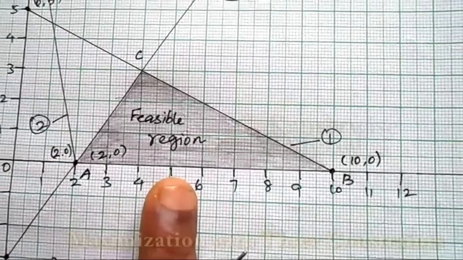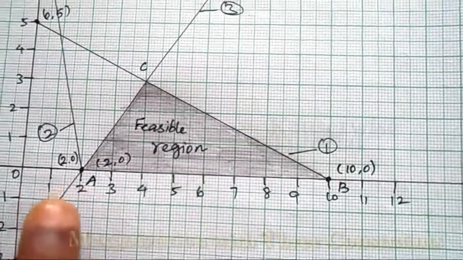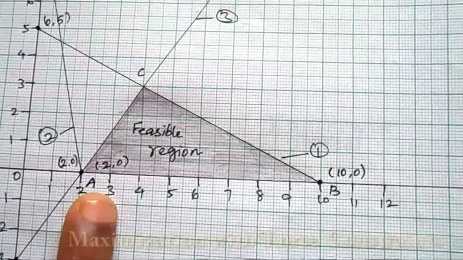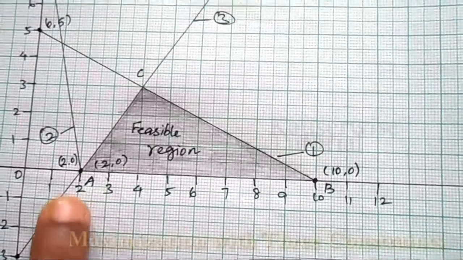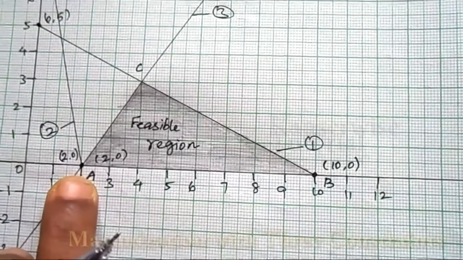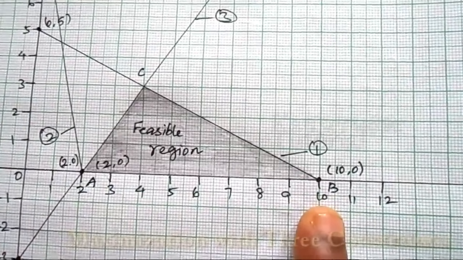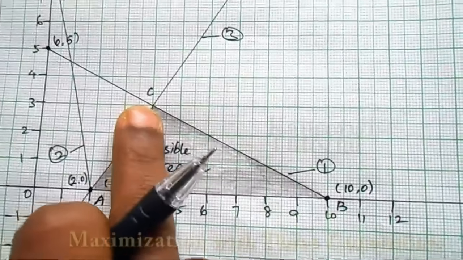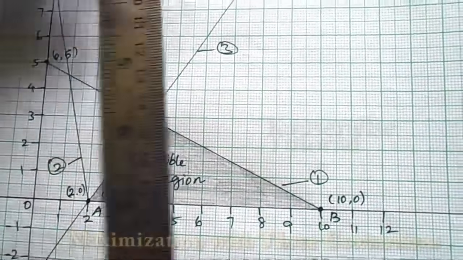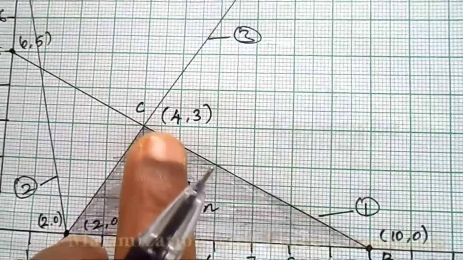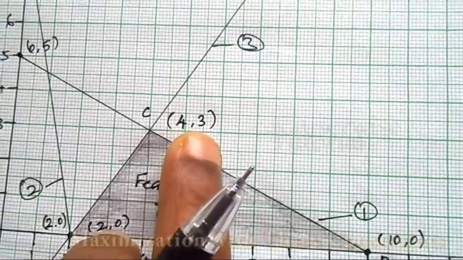In this feasible region, we got 3 corners, A, B and C. Now find the x1, x2 values for each corner. For A, x1 is 2, x2 is 0. For B, x1 is 10, x2 is 0. For C, x1 is 4, x2 is 3.